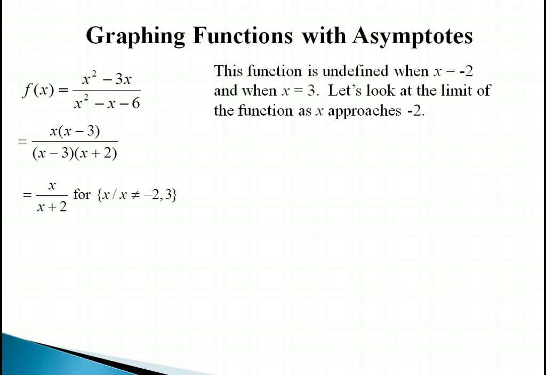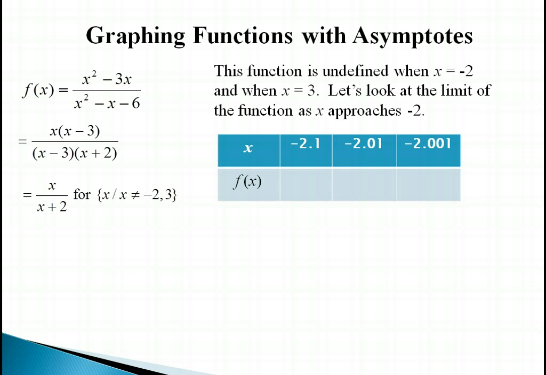Since we have 2 points at which our function is undefined, we're going to look and see what happens to the graph as we approach those two numbers. Let's start off by looking to see what happens to the function as x approaches negative 2. So we're going to plug in some numbers very close to negative 2. I chose negative 2.1, which gives 21, and negative 2.01, my y value is 201, and at negative 2.001, we're up to 2001.